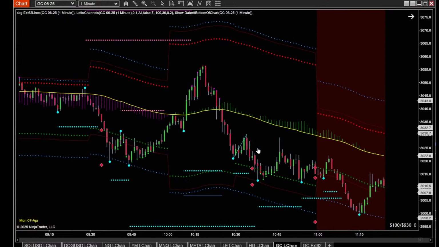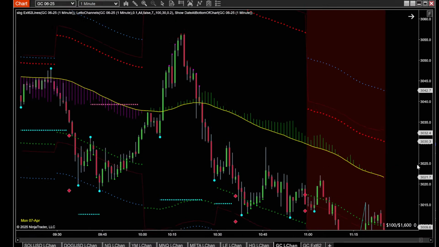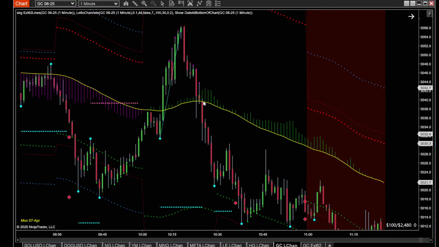Now, there are some other trades here that occurred. Oh, one thing let me point out. Leto Channels also produces these green histogram bars and the red histogram bars. And that is what we call the tendency histogram. All you've got to do is think about it like the market tends to be in green. It tends to be above this moving average during this time of day.